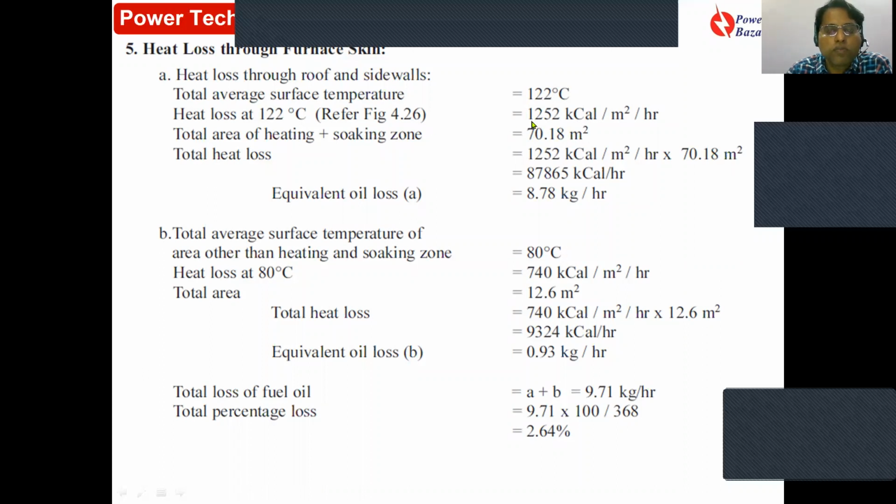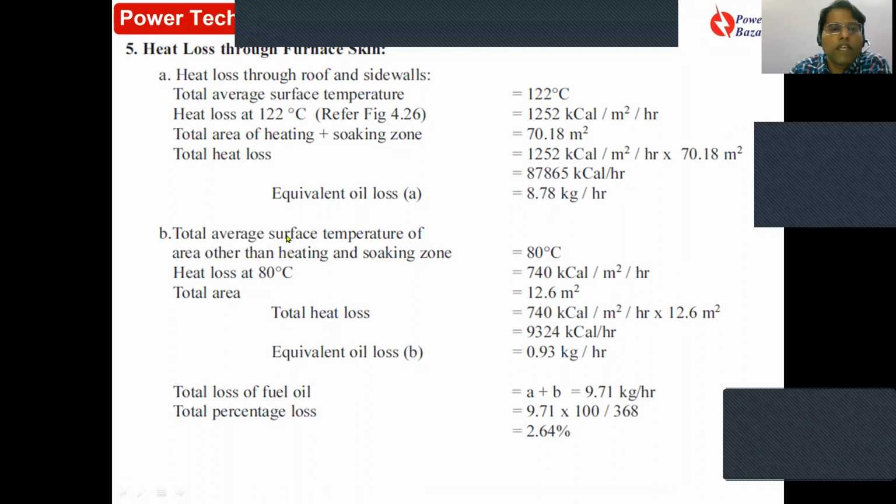Now, the rate of heat loss we have also calculated. So, what is the total heat loss? This rate into area. So, this is 87865 kilocalorie per hour. Now, if I divide it by the GCV, that is 10,000, I can find out the equivalent oil loss will be 8.78 kg per hour.